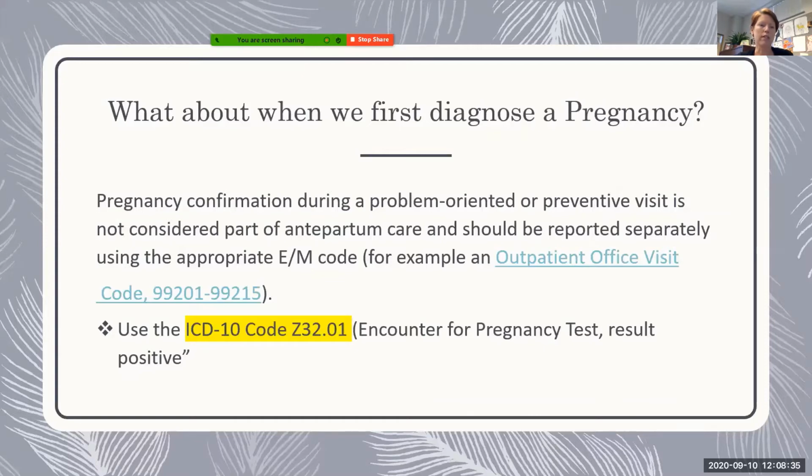One of the ways to designate that we were seeing them for a positive pregnancy test is to use the ICD-9 or ICD-10 code Z32.01, which, I'll be honest, I haven't used before, but this was in some of my reading I was doing. They say if you use that, it's designating that the encounter was because the patient had a positive pregnancy test, and it can be one of your diagnosis codes for why you saw her that day.